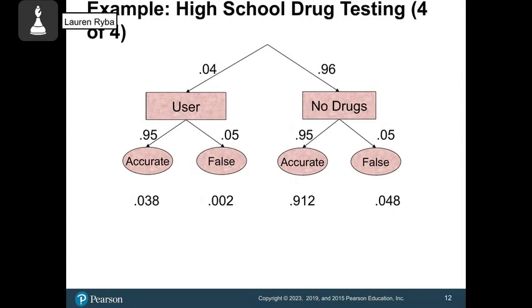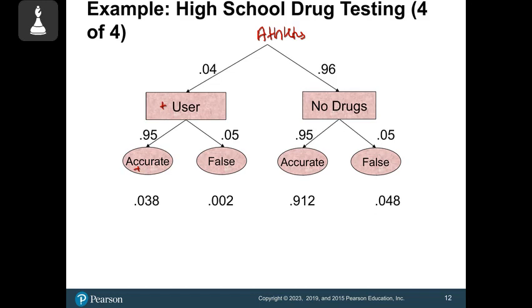So using a tree diagram, we can do the same process. We have all of our athletes up here, and they are broken into two groups. They either do not use drugs or they do use drugs. And then from each group, we know the test is either going to be correct or incorrect. So of our users, we know the test is going to be correct 95% of the time. So these are positive for drugs, and they come back positive. That is a true statement.